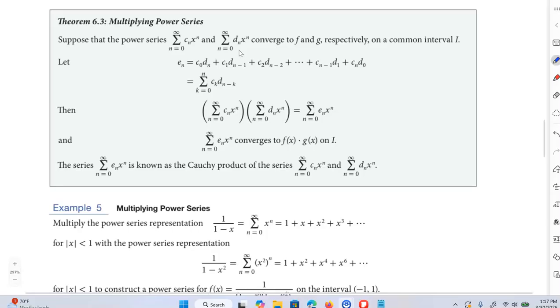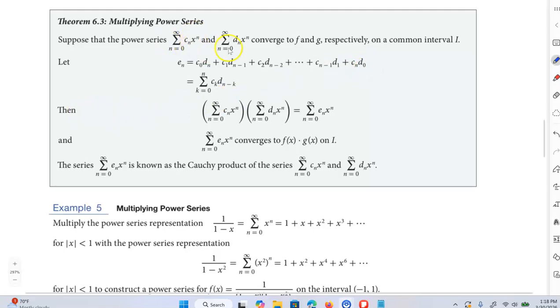F and g are functions on some common interval I. And we're going to define E sub n as c naught d sub n, plus c1 d sub n minus 1 plus c sub 2 d sub n minus 2, and so on. So notice what's happening with those subscripts there. I'm starting at c sub 0 or c naught, and then it's multiplied by d sub n. And then the c is going to increase by 1, but the d is going to decrease by 1 for the subscript for each of those terms.